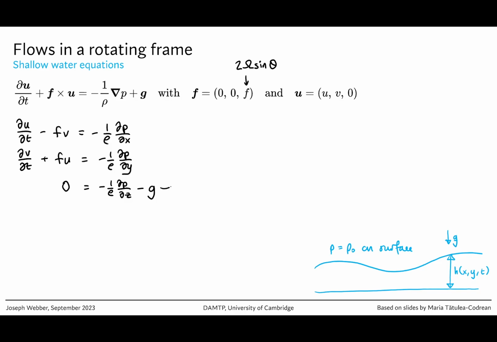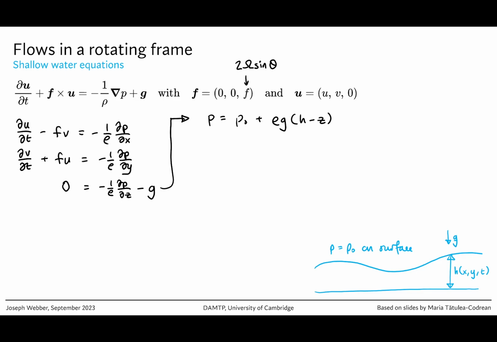Okay, so let's solve this one first. We know that the pressure on the surface of the shallow water is going to be P0. We assume that's uniform on the surface. So we can solve this to get the pressure is equal to P0 + ρg(h - z), where h is the height of the surface, and this is some function of x, y, and time.